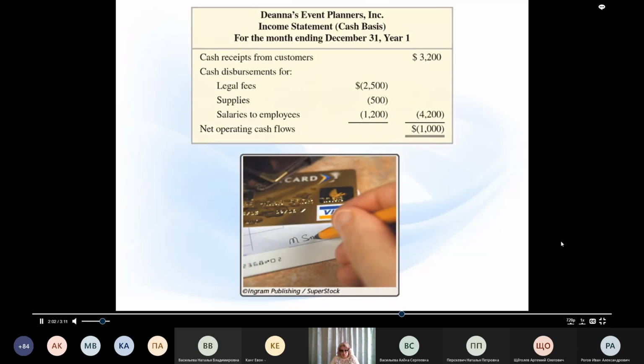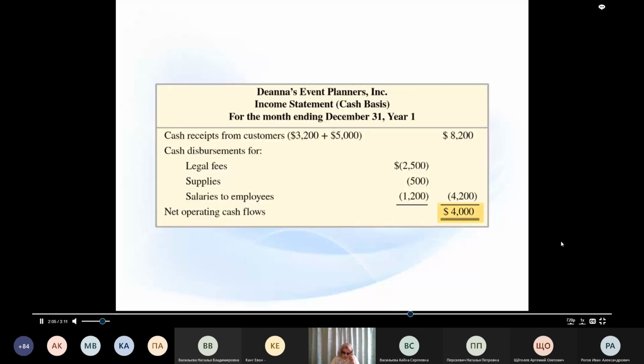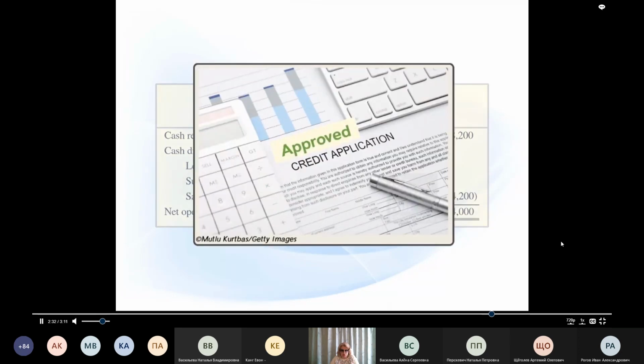Since she uses the cash basis, Deanna takes the income statement that reports $4,000 of net operating cash flows to the bank. Deanna knows that the business provided only $3,200 of event planning services during the month. However, unless the bank loan officer understands the cash basis, he or she may well believe that the business was profitable in its first month of operations, especially if Deanna uses the words net income in the income statement, and use that information in the decision to grant the loan.